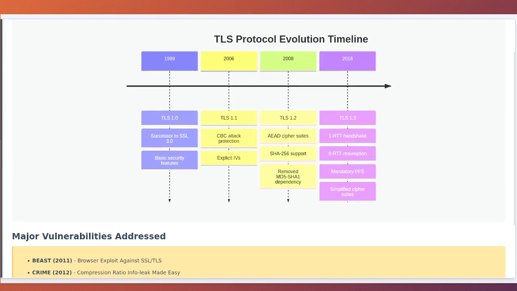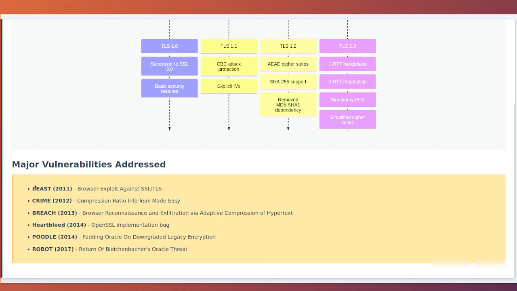The result is a protocol that's not just incrementally better, but fundamentally redesigned for modern security requirements. What is particularly interesting is that TLS 1.3 was developed in response to numerous high-profile attacks that emerged between 2011 and 2016, including BEAST, CRIME, BREACH, and Heartbleed. Each of these attacks taught us valuable lessons about protocol design and implementation security.